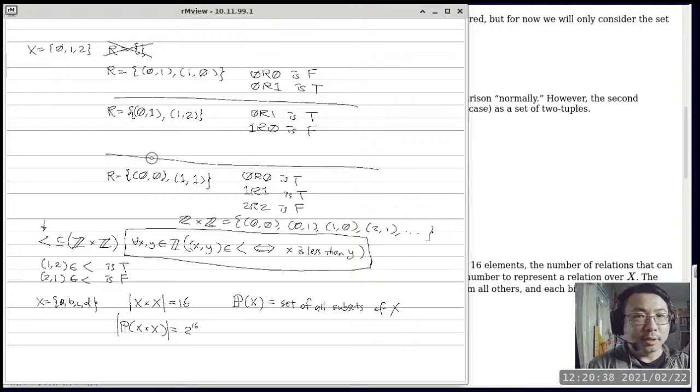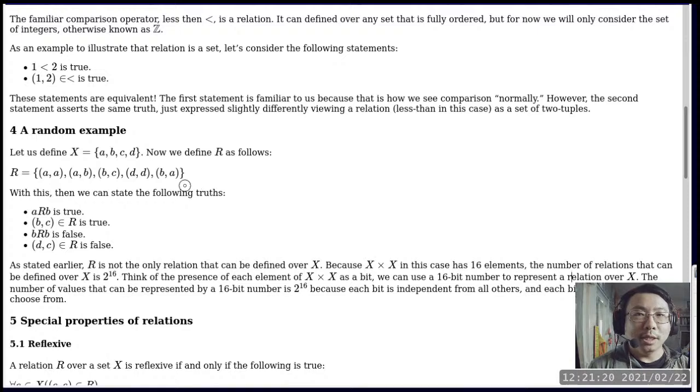That has to do with every single element in the Cartesian product can be present or absent in a subset. So if you think about present being a 1 and absent being a 0, and each particular element in the Cartesian product as a position in a bit, then we have basically a 16-bit integer. And with a 16-bit integer, there are 2 to the power of 16 possible values. So we are talking about 65,536 in this case.